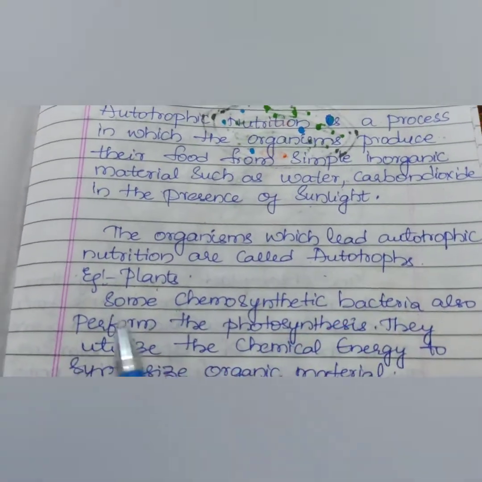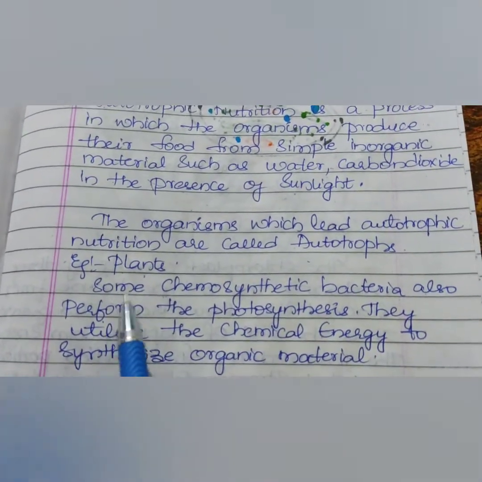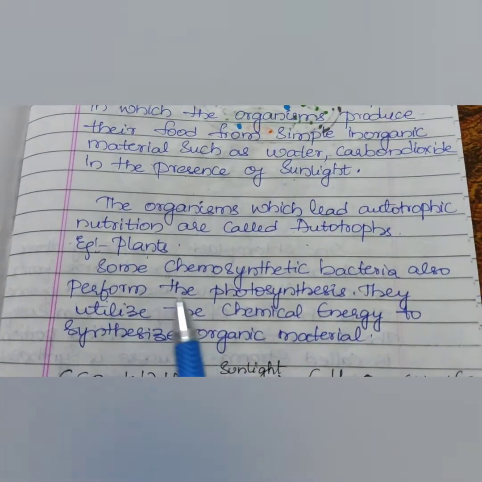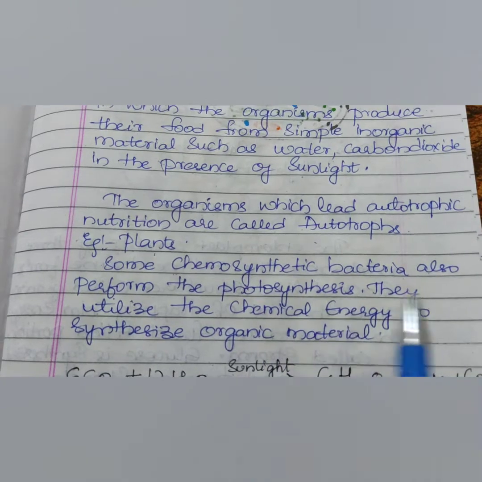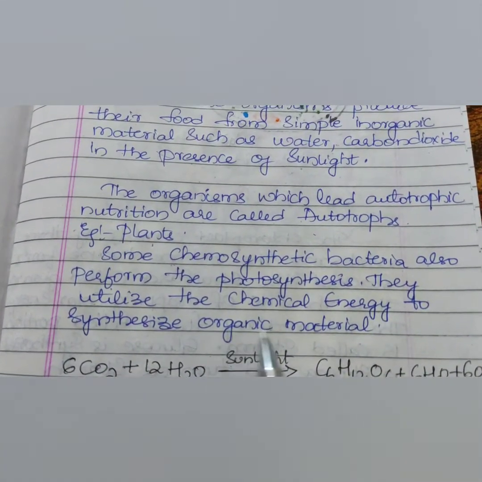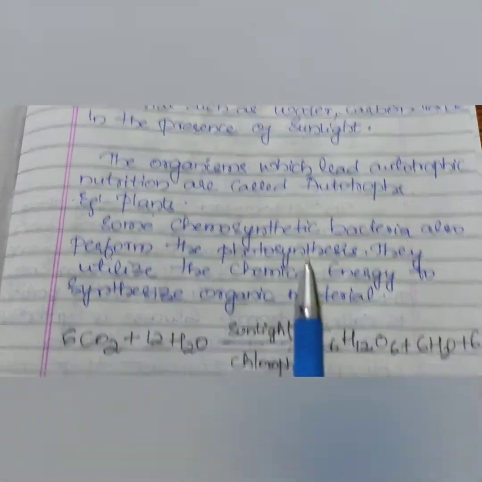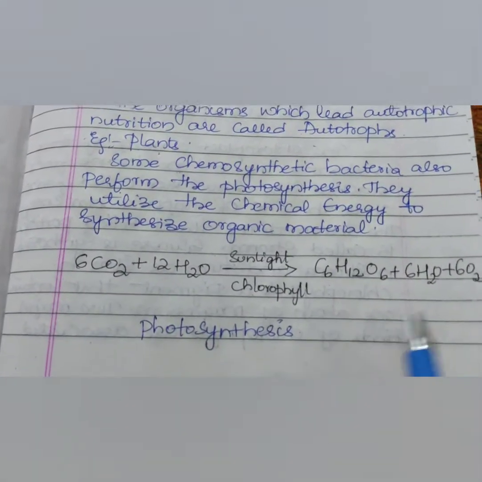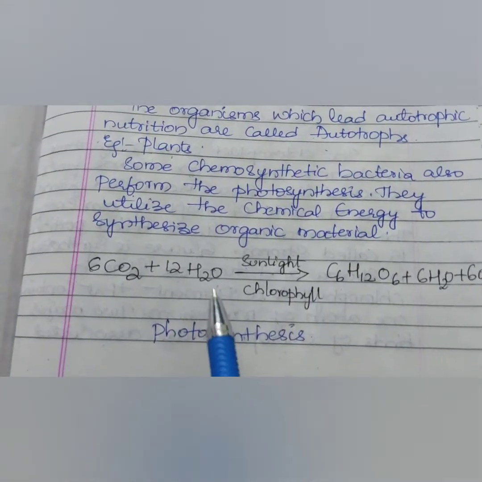Not only plants, even some chemosynthetic bacteria also synthesize food. They utilize chemical energy to synthesize organic material. Now we will see the equation of photosynthesis. This is the equation for photosynthesis.